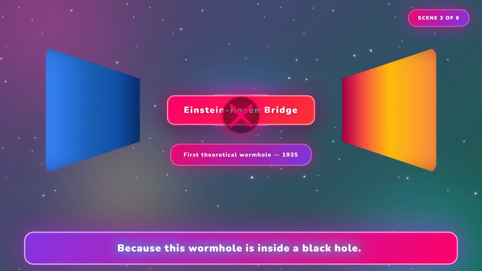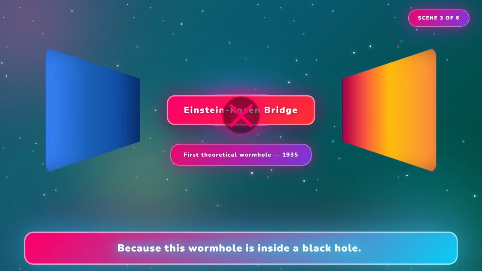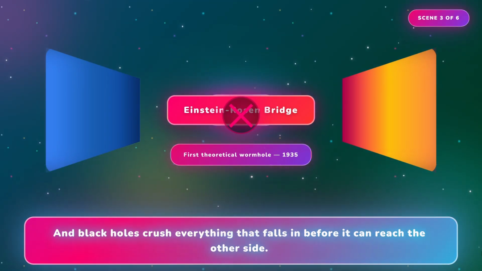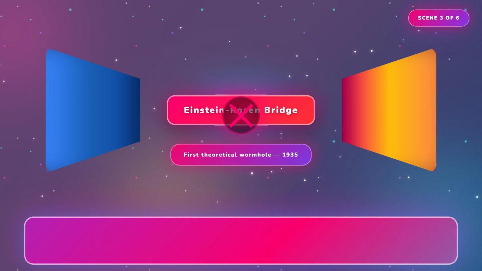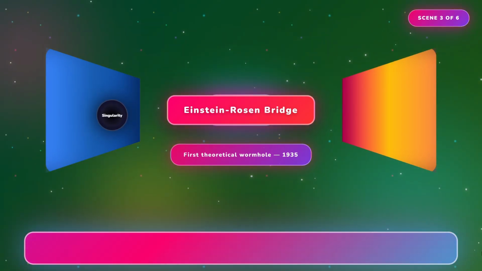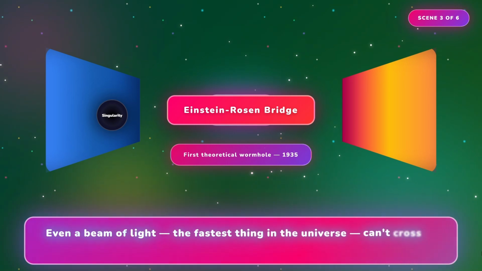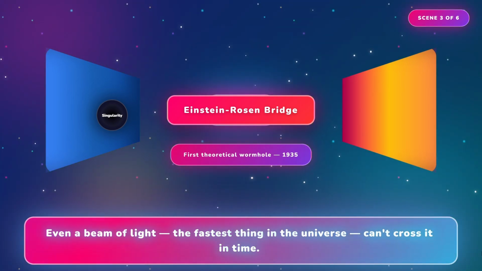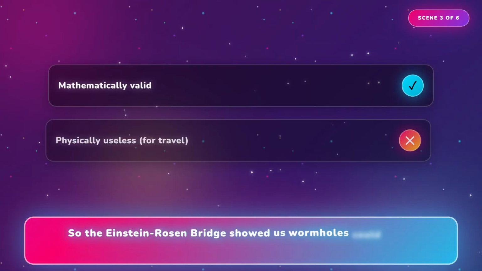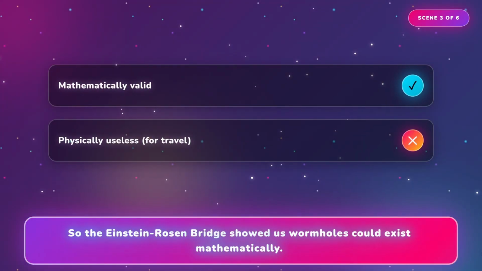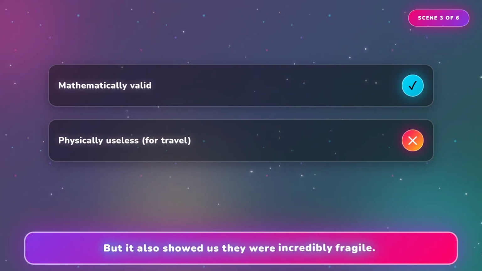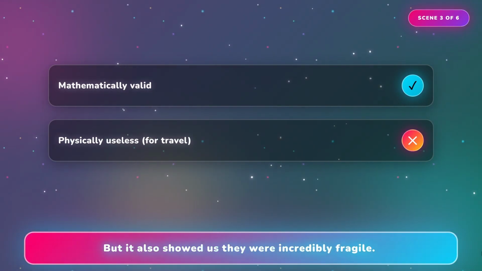Because this wormhole is inside a black hole. And black holes crush everything that falls in before it can reach the other side. The bridge also collapses instantly. Even a beam of light, the fastest thing in the universe, can't cross it in time. So the Einstein-Rosen bridge showed us wormholes could exist mathematically. But it also showed us they were incredibly fragile.